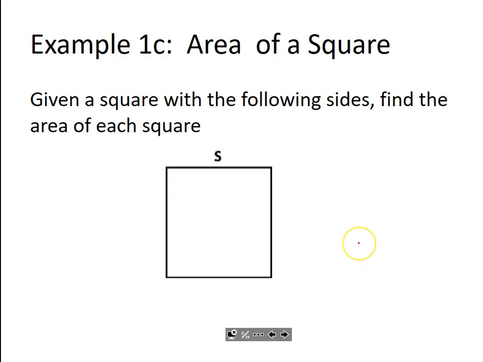On this last one, we have S is the side. And again, all four sides are congruent because a square is both a rectangle and a rhombus. So all four sides are the same. So we know that this is also S. So again, we're going to multiply S times S, and anything times itself is that item squared. So this is S times S, which is S squared.